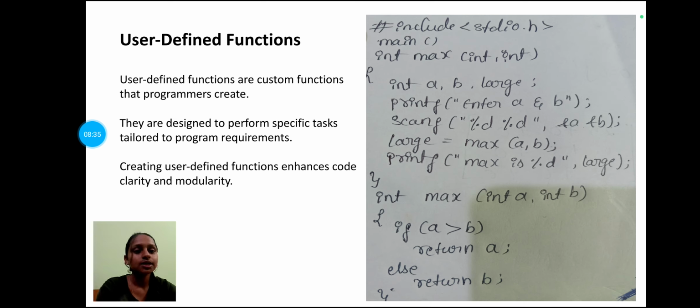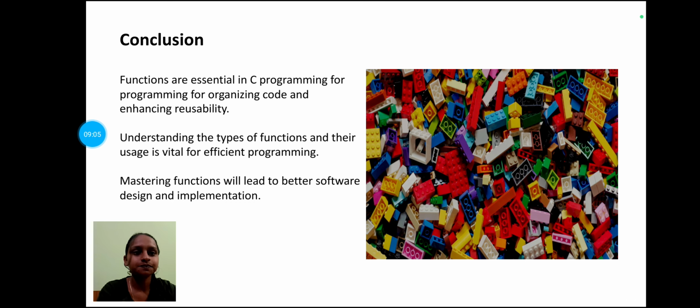Here int is called the return type. max is the function name, and int a and int b are the arguments or parameters. If a is greater than b, it is the maximum number, so return a, or else return b. These returned values go to large and give the maximum number. This is the user defined function.